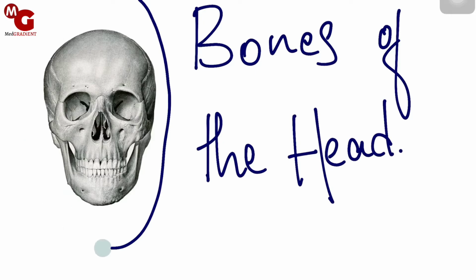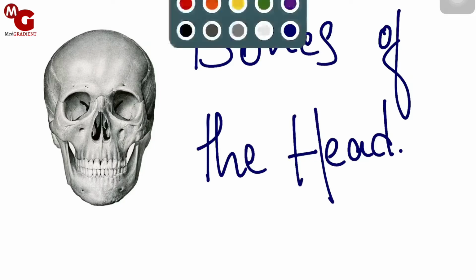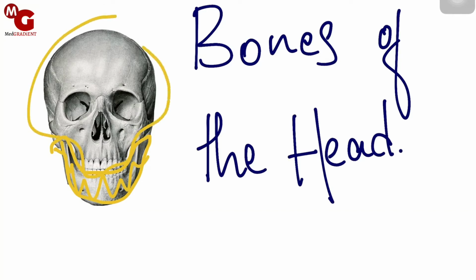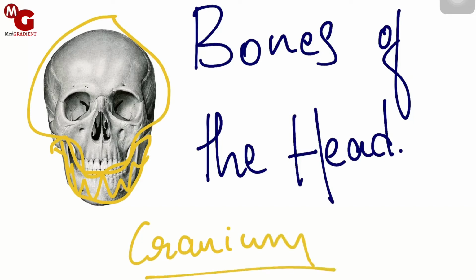Now this is something which is not right. Usually this bone right here, let me make it yellow. This bone right here is called the mandible, right? Now everything except this mandible, this whole part over here, is considered to be cranium. And you can consider head to be cranium plus mandible.